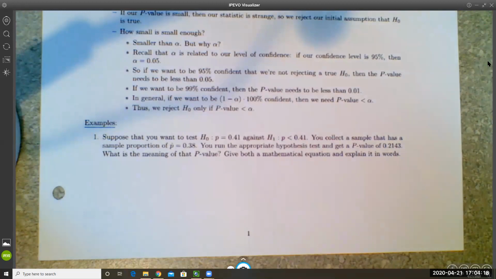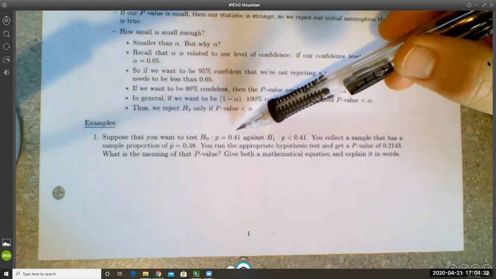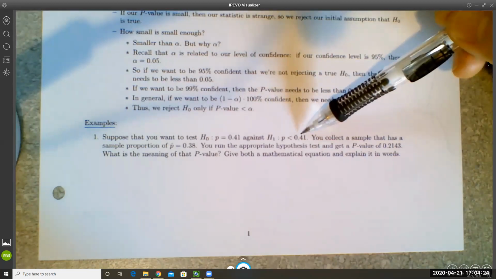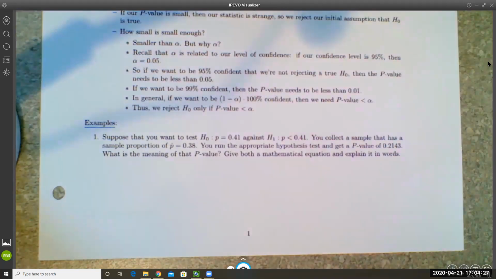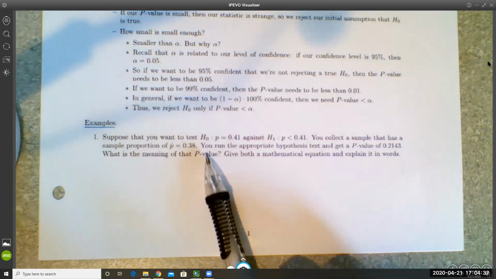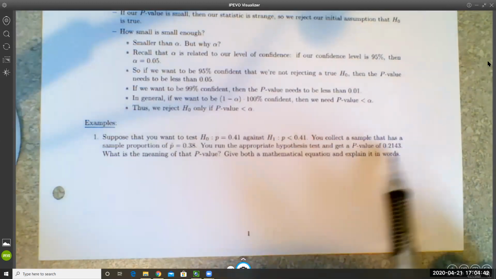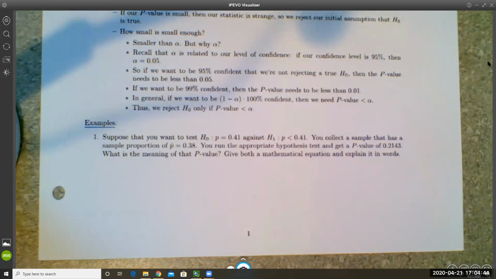This one says, suppose that you want to test p equals 0.41 against p less than 0.41. You collect a sample that has a sample proportion of 0.38. Well, that is less than 0.41, right? But is it different enough? Well, to test that, you run the appropriate hypothesis test, and you end up with a p-value of 0.2143. What is the meaning of that p-value?